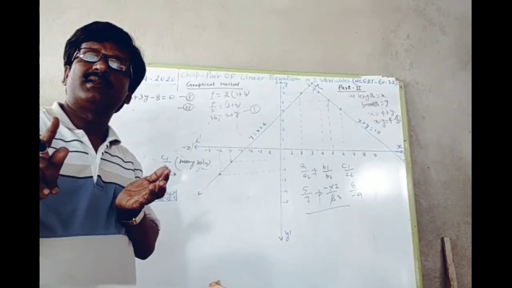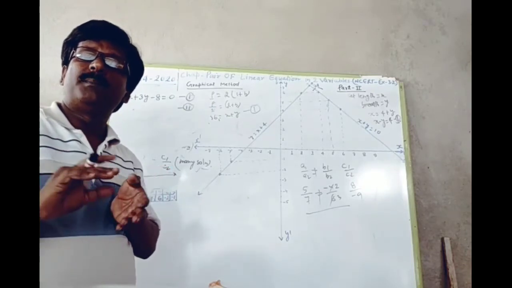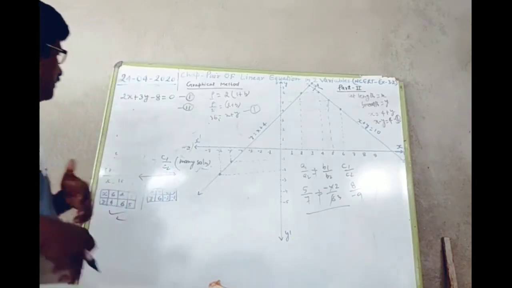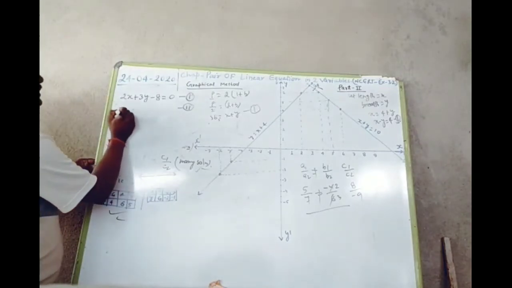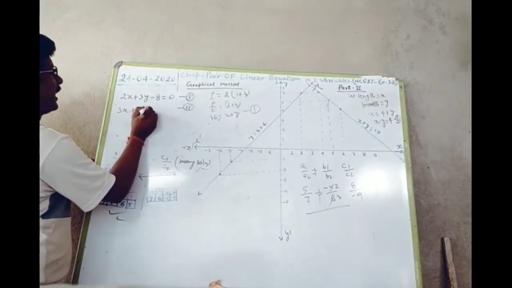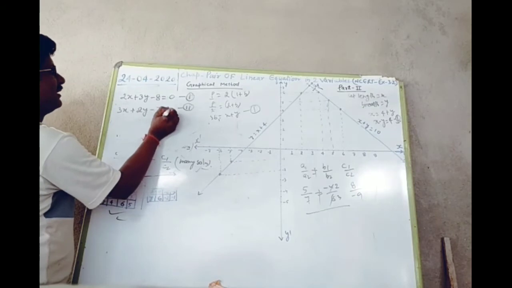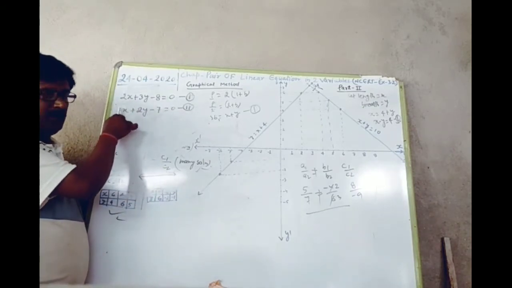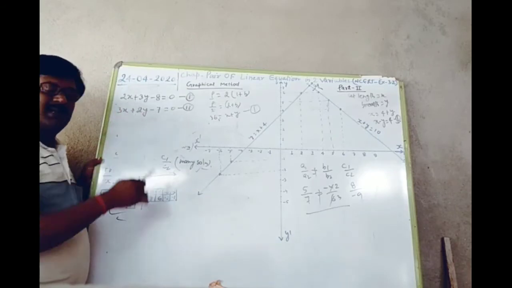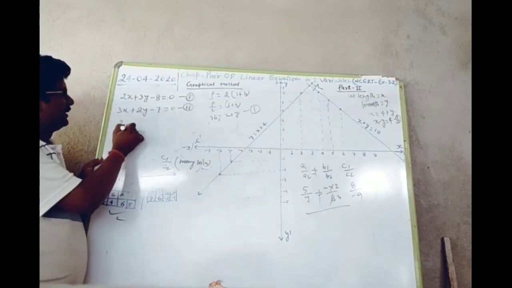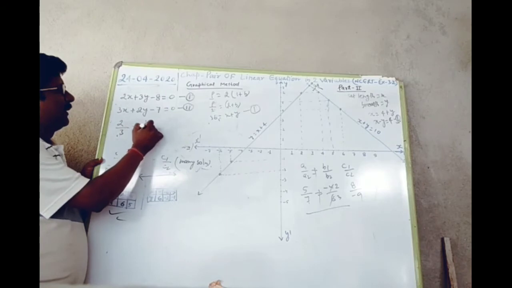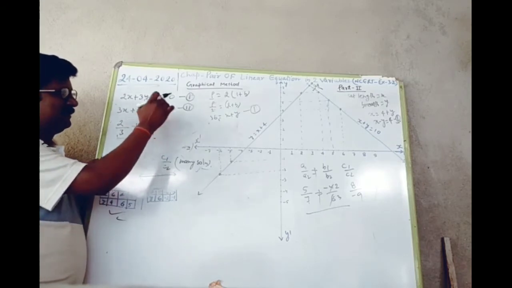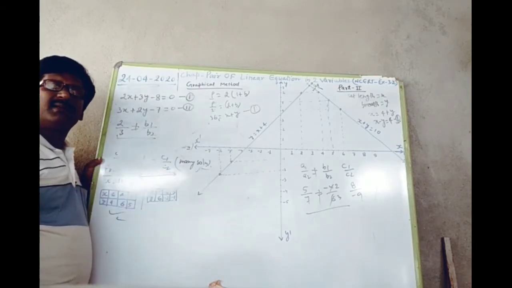For intersecting lines, a1 by a2 must not be equal to b1 by b2. So suppose I write 3x plus 2y minus 7 is equal to 0, then a1 by a2 is 2 by 3, and b1 by b2 is 3 by 2. So 2 by 3 is not equal to b1 by b2, which means this system of equations has a unique solution.